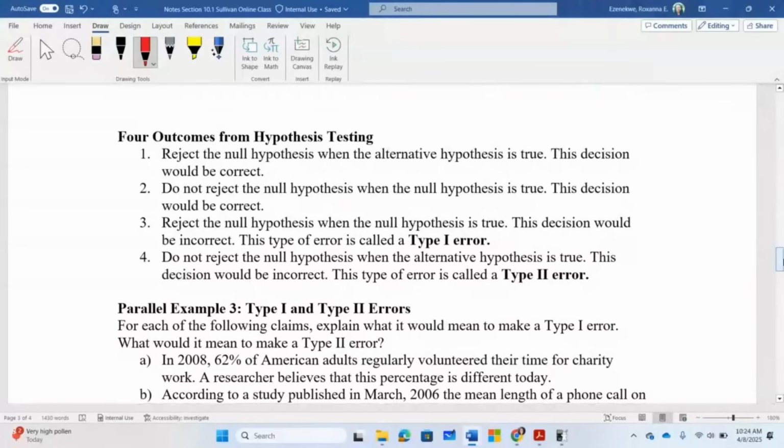Another thing you must know is what we call type 1 error and type 2 error. There are 4 outcomes from hypothesis testing. All right, I'm going to draw a picture.